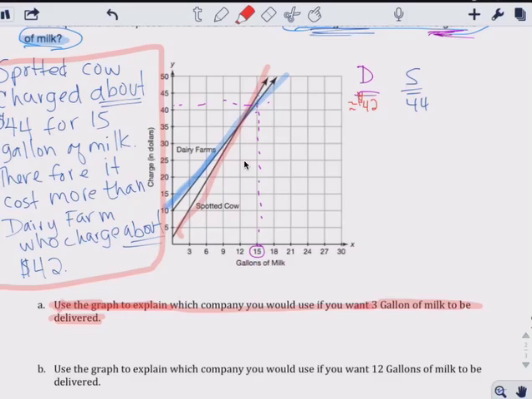Okay, who has the answer? There's too many of you. Discuss with each other to see if you both agree. I would use Spotted Cow because they charge $10. Dairy Farm charges $16. Discuss with your partner.